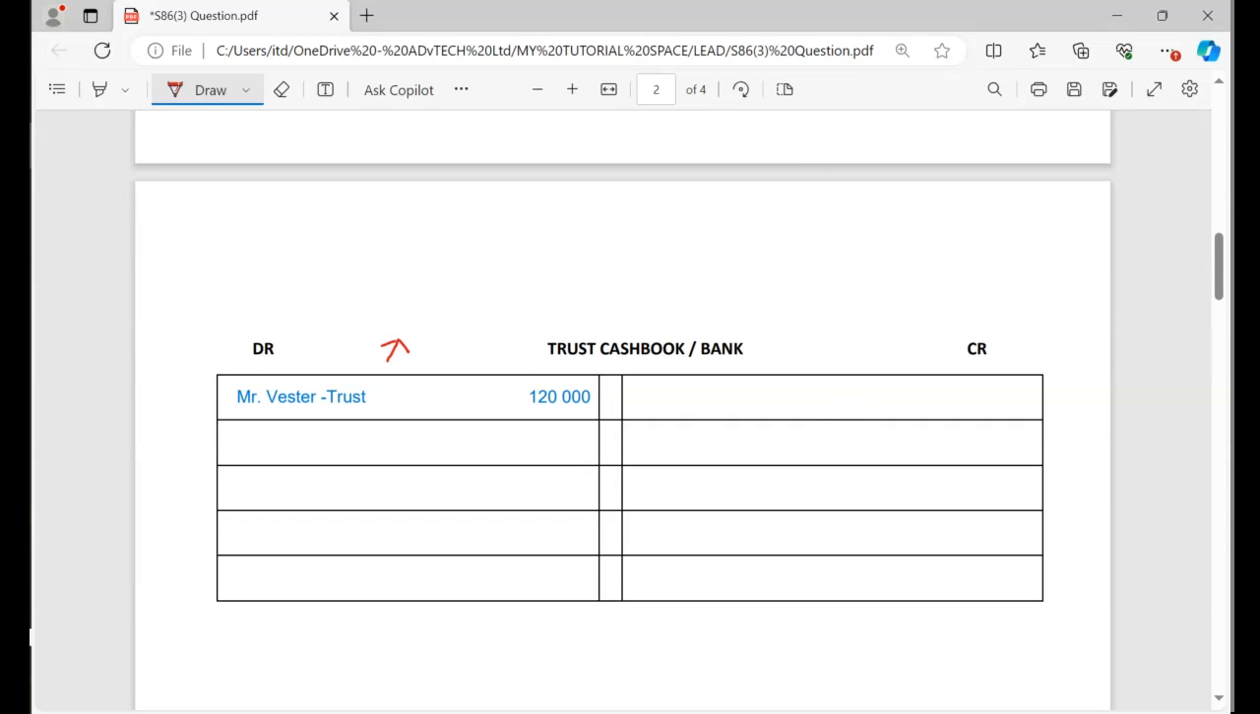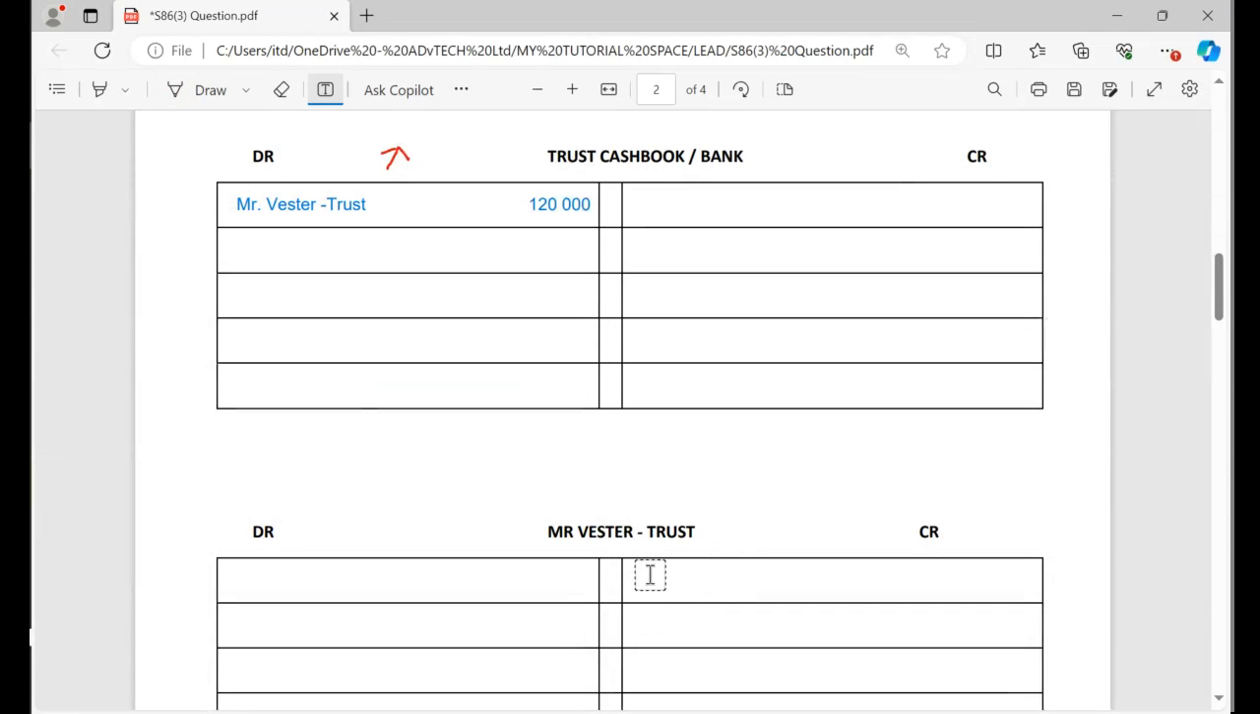So I'm going to go to the opposite side, but I must check where we recorded this amount again. It comes from the trust cash book here. Can you see now? I'm going to write trust cash book or trust bank under Mr. Vesta. So I'm going to come here on the opposite side, and you can see I'm going to write trust bank. This is the amount that I have.